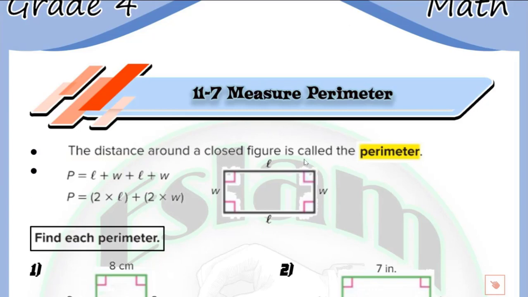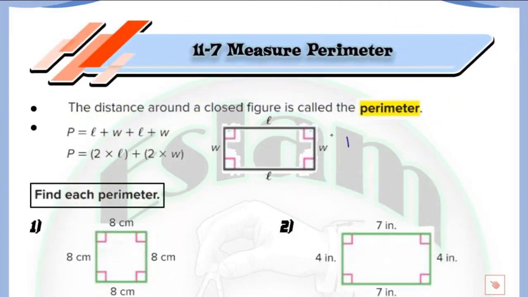But we have some special cases. The first special case is the rectangle. The perimeter of the rectangle will be equal to length plus width, multiplied by 2. Just add the length and the width, then multiply it by 2. The length is the longest side, and the width is the shortest side.